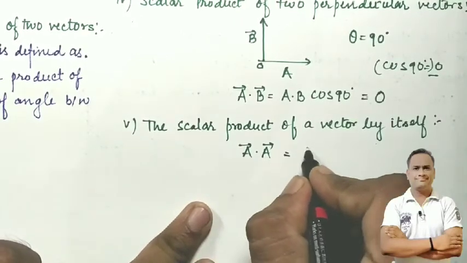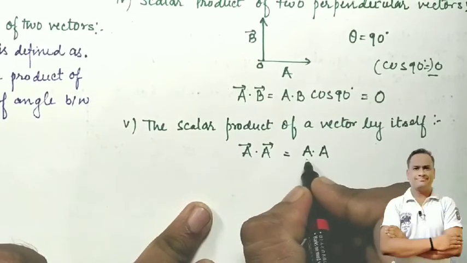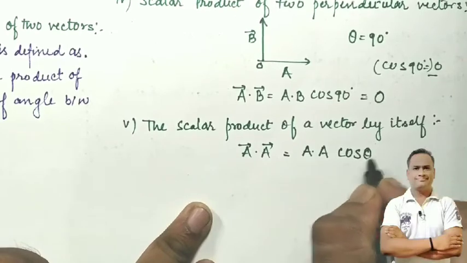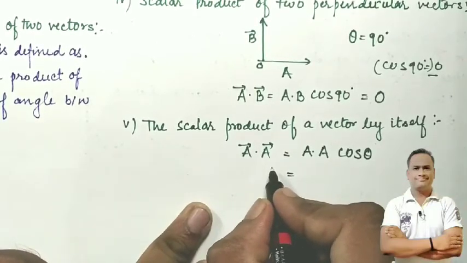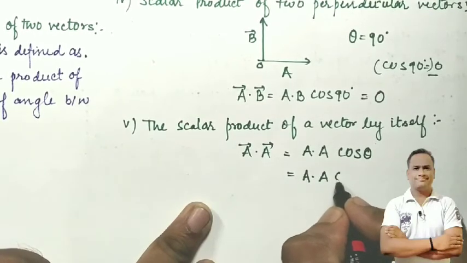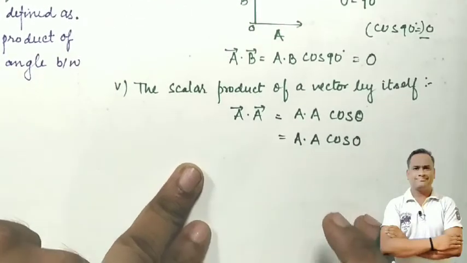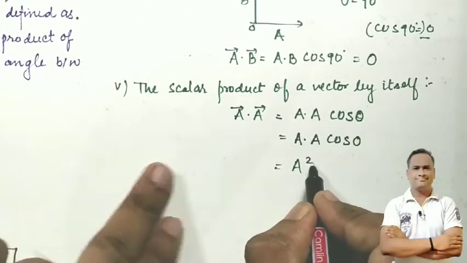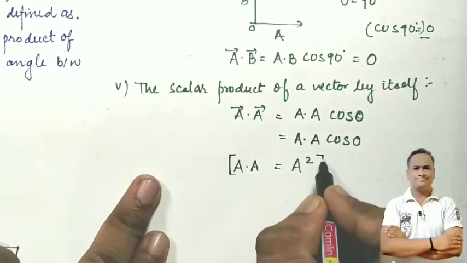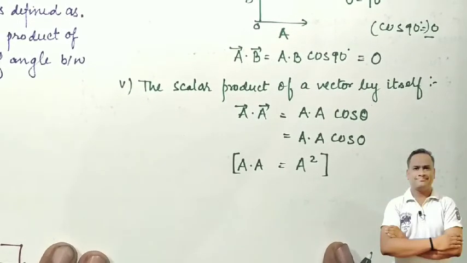A dot A is equal to A into A, taking the magnitudes, and the angle between them, that is cos theta. As we know, if these two vectors have the same direction, the angle is 0 degree, so it will be cos 0, and cos 0 is equal to 1, so it will be A square. It means that A dot A is equal to A square. Okay students, now we are going to move towards the next property.